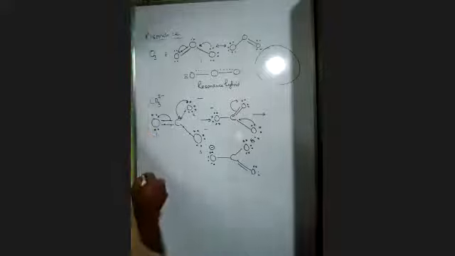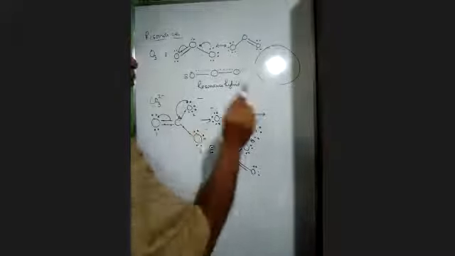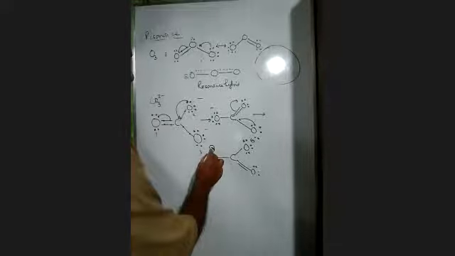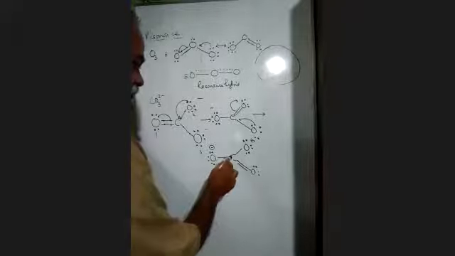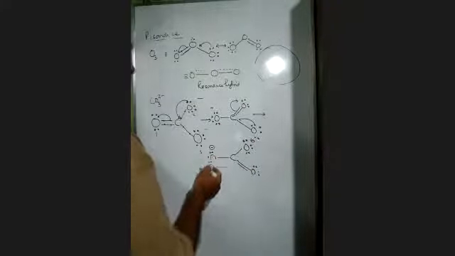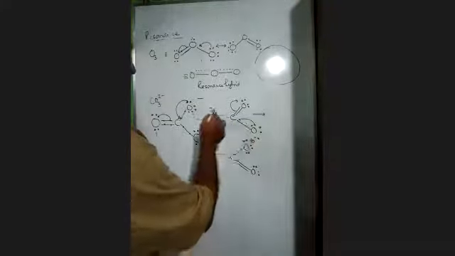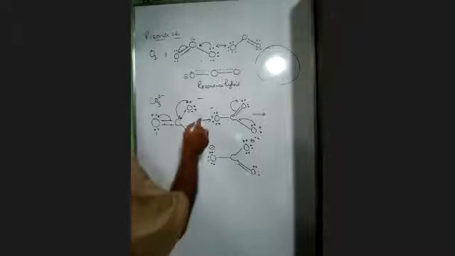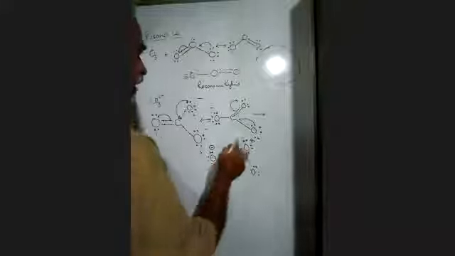See, so we find the double bond is continuously moving from one place to another, and these are not rigid. See again what will happen now? This will come, this will go, and you will get this structure. Then this will come, this way it will come, this will go, and you will again get this structure. So these are interconvertible.